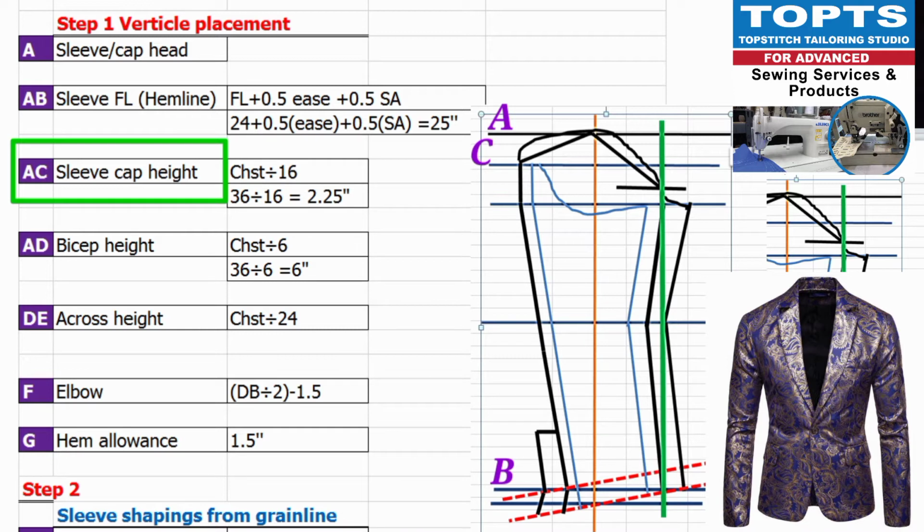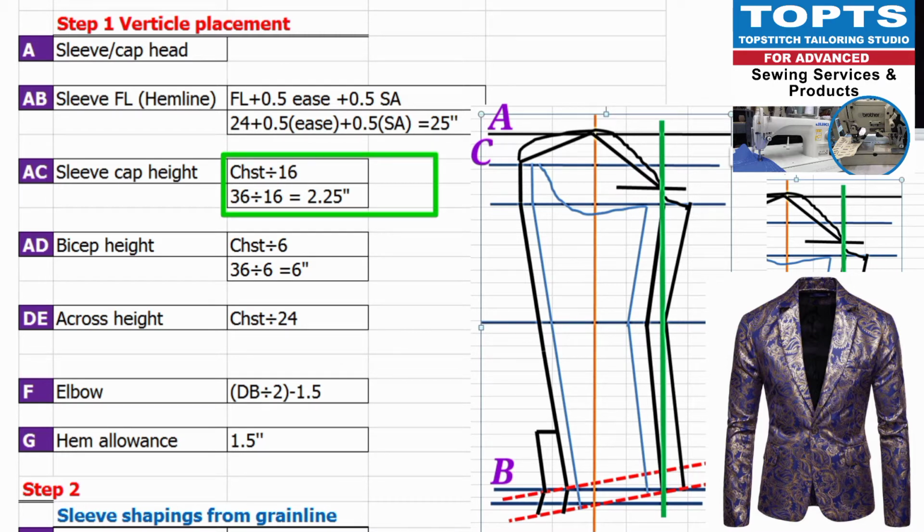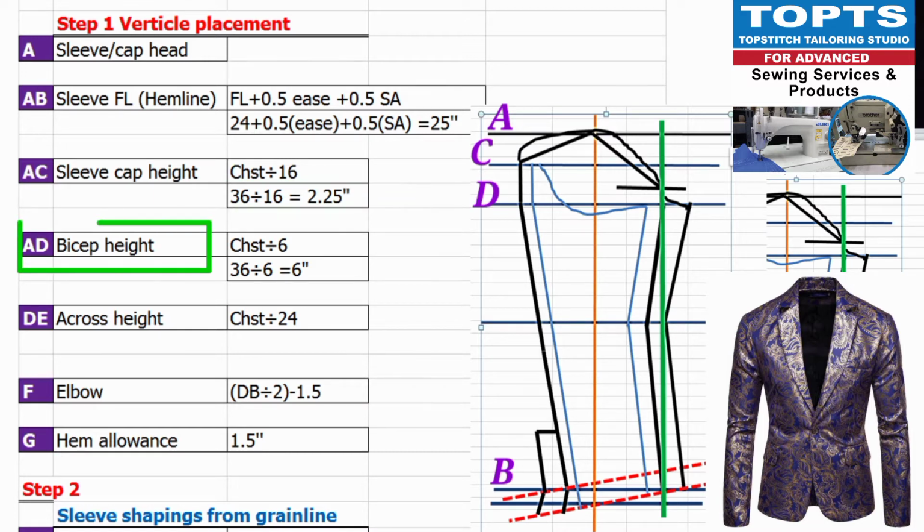Then line C, that's from A up to C, that is our sleeve cap height. How do you determine this sleeve cap height? You're just going to get your chest measurement, divide by 16. Case study is 36, divide by 16, giving us 2.25 inches. Then we're going to line D. Line D is the bicep height. The bicep height from line A, how do you determine its distance? You're just going to get the chest measurement divided by 6, that is 36 divided by 6, giving us 6 inches. That is your bicep height.